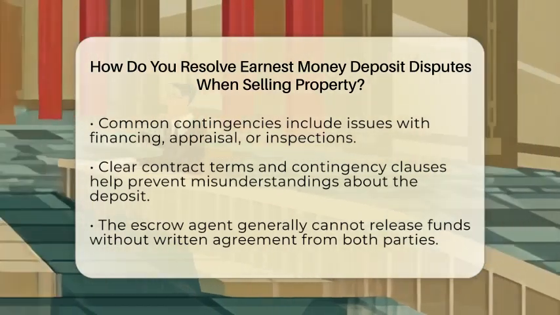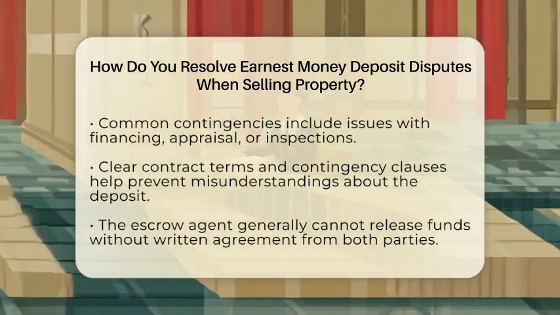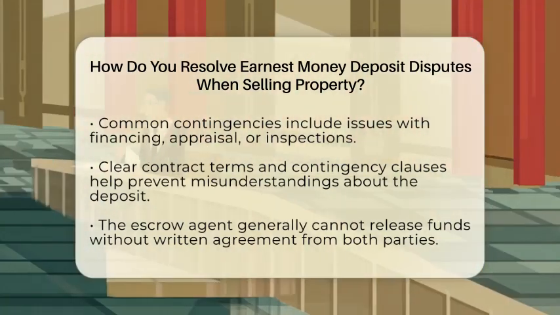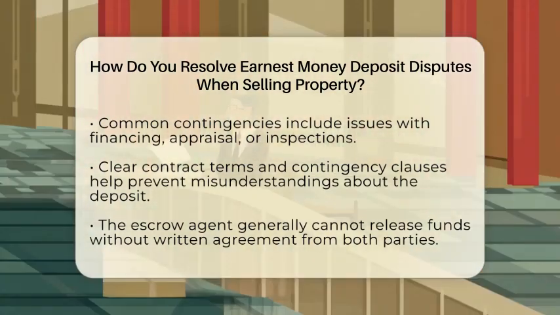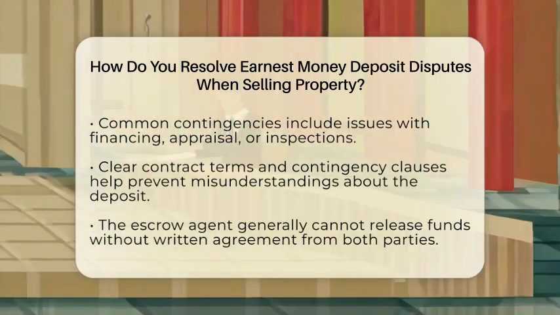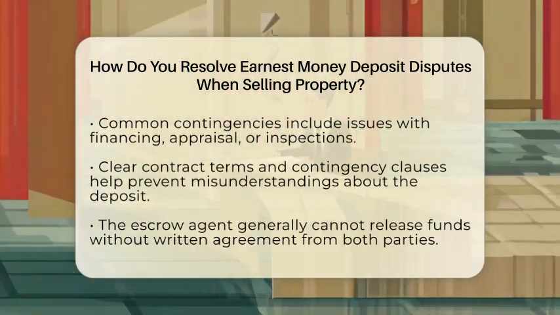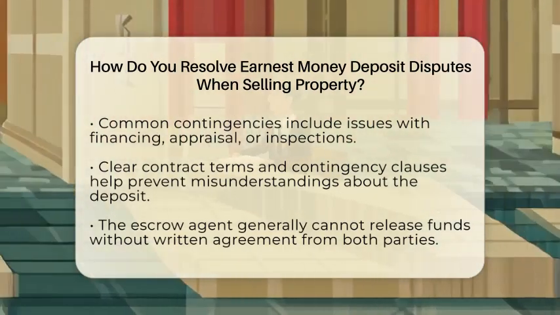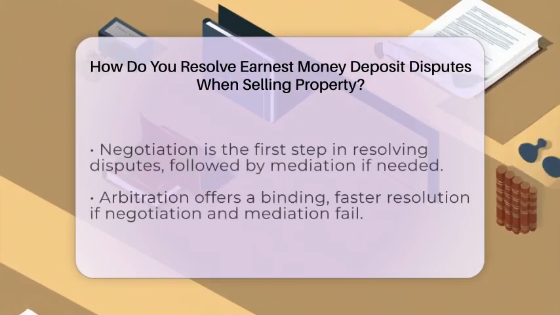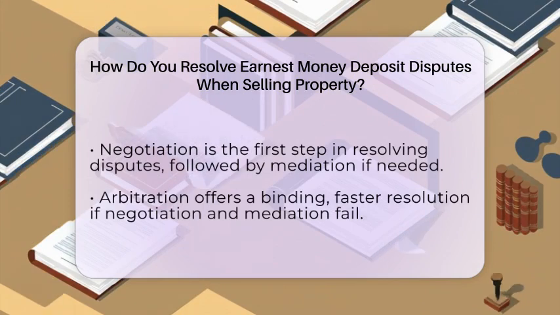It's also wise to include specific instructions about how the escrow agent should handle the deposit and how disputes will be resolved. When a dispute does happen, the first step is usually negotiation. The buyer and seller can try to work out an agreement directly, which is often the quickest and least costly way. If that doesn't work, mediation is a good next step.